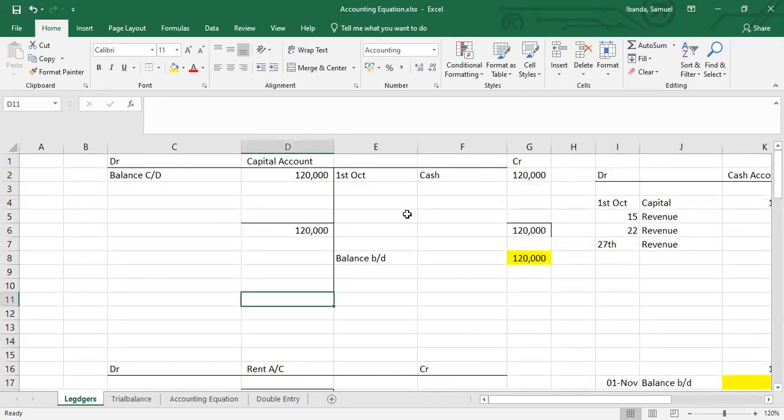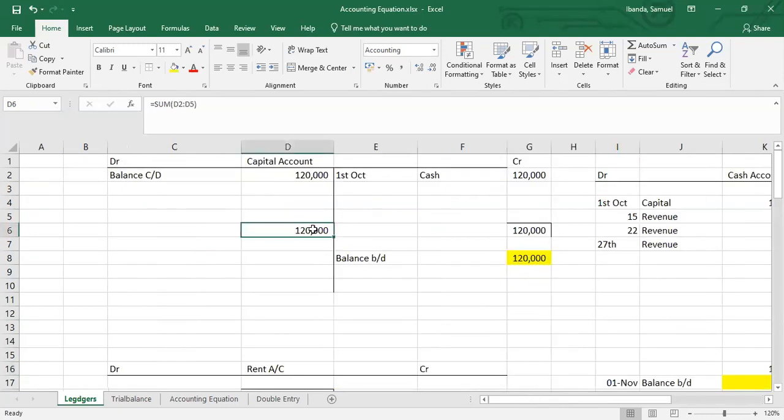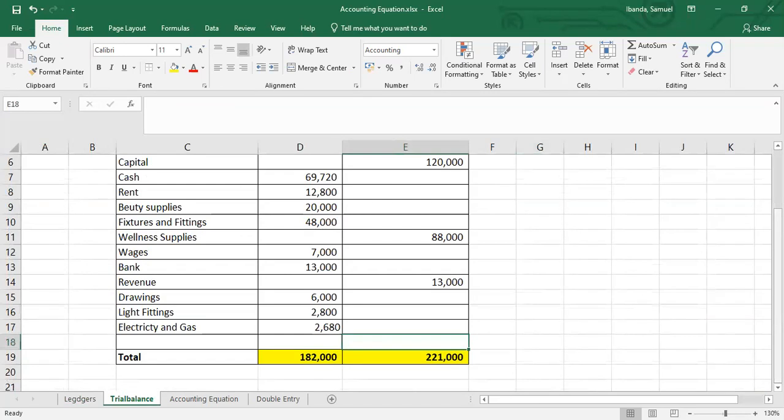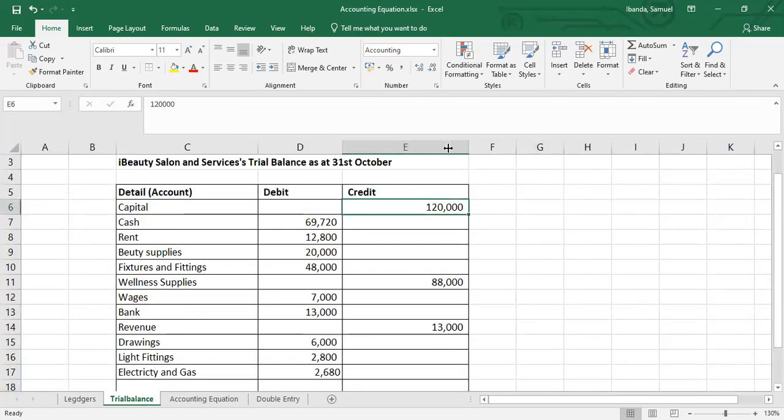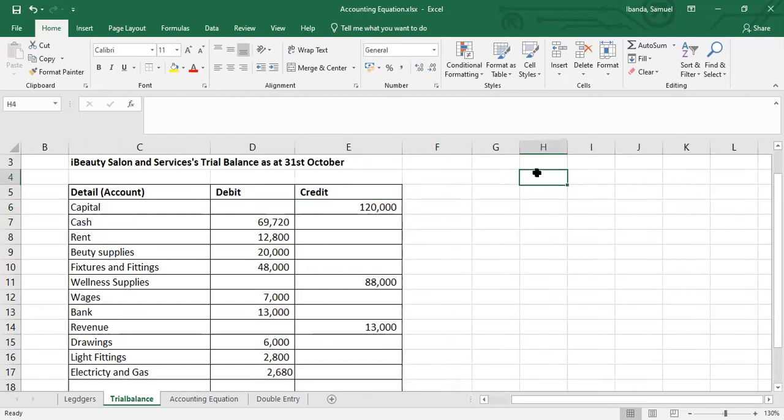Those errors could be in the way we've been adding up, maybe you pressed your calculator wrongly. Those errors could also be in the way you picked a value. For example, this could be 120, but you rather took a different figure. Maybe you took 20,000 instead. And now that gets us into what we call correction of errors.